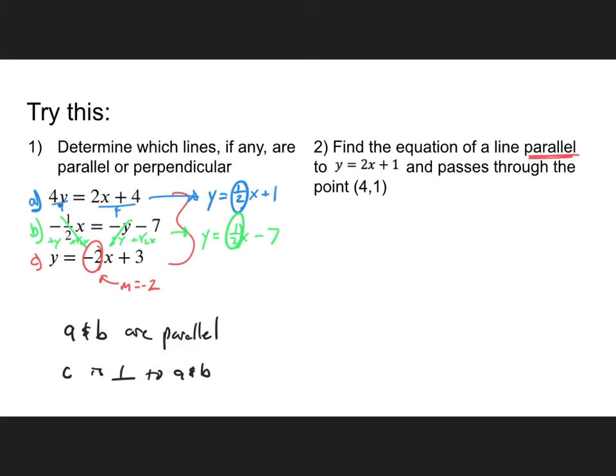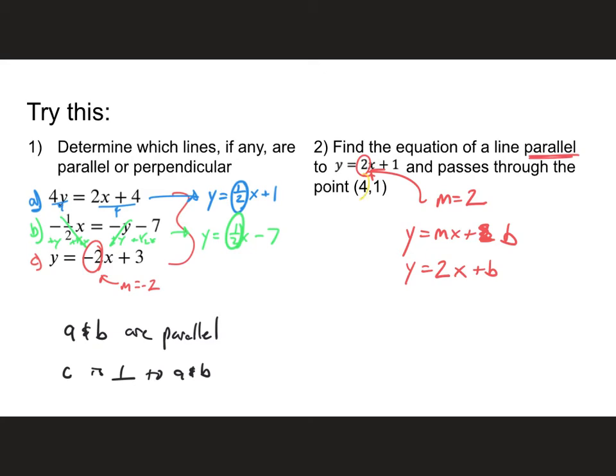Okay, so parallel. Parallel lines means that the slope of my new equation is going to be the same as the slope of this line. So when I write y equals mx plus b, I know the slope is going to be 2 because that's the same as the slope of this other line. I'm sorry, I wrote a 2 here and I meant to write a b. My mistake. Okay, so y equals 2x plus b.